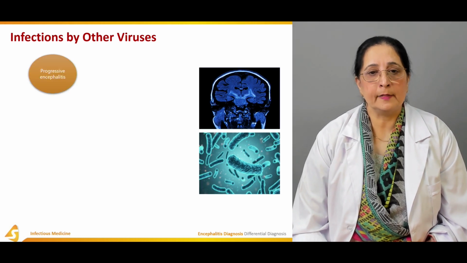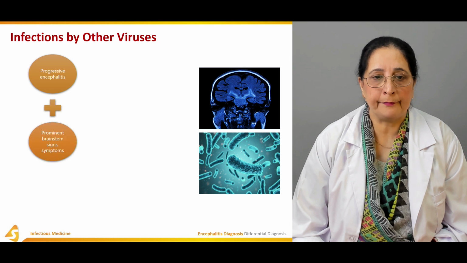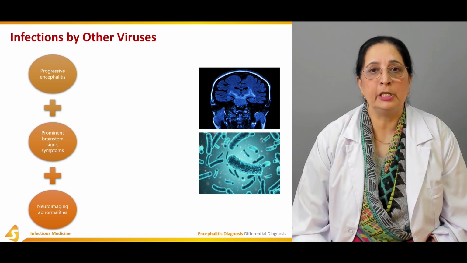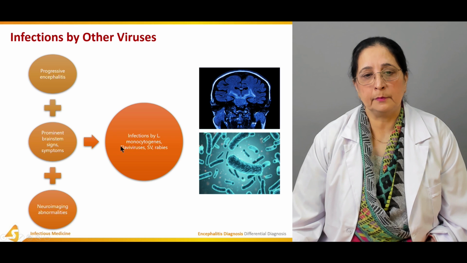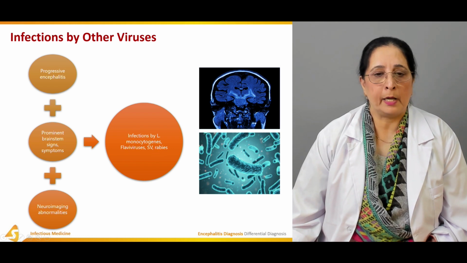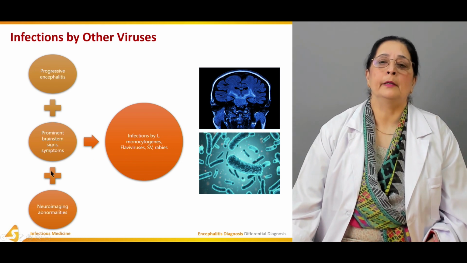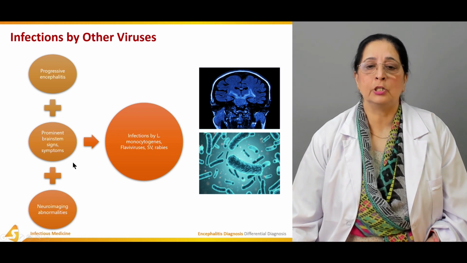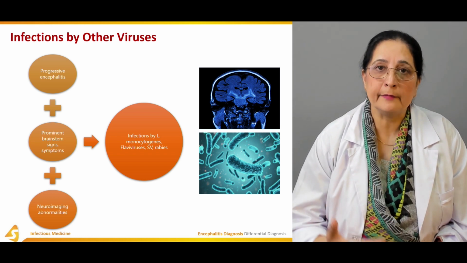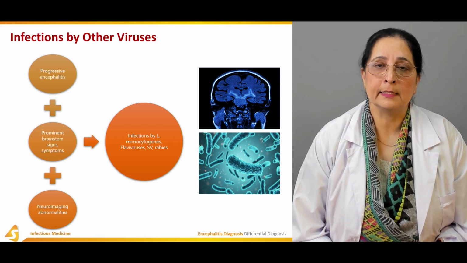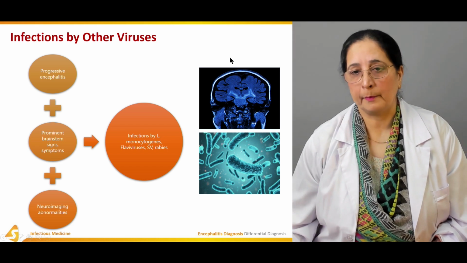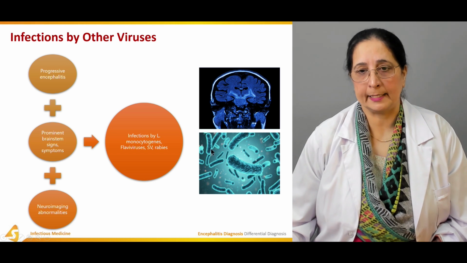Infections by other viruses: there is progressive encephalitis, prominent brainstem signs and symptoms, and neuroimaging abnormalities, as in infections by Listeria monocytogenes, flavivirus, and rabies virus. So all these are other differentiating features of infection caused by Listeria, flavivirus, and rabies virus. There is progressive encephalitis. Mainly it affects the brainstem region, and there are neuroimaging abnormalities present on imaging techniques.